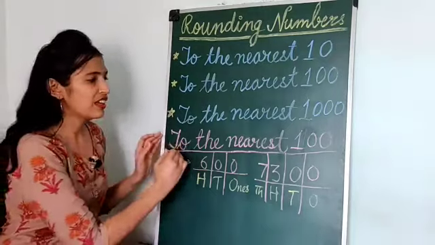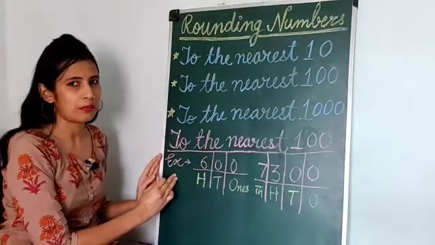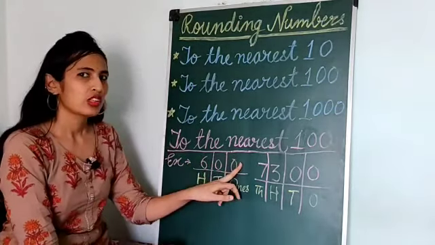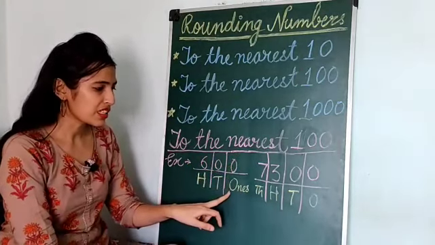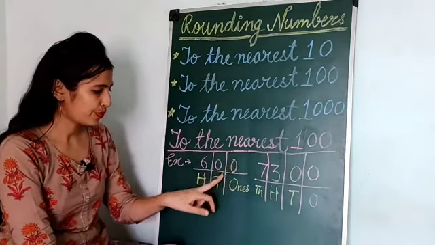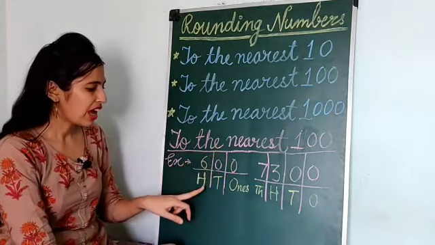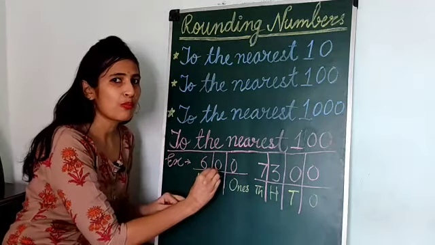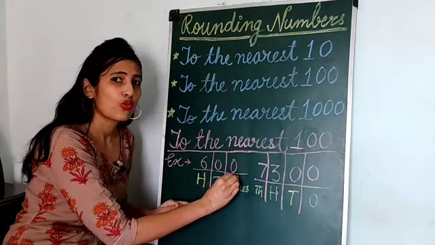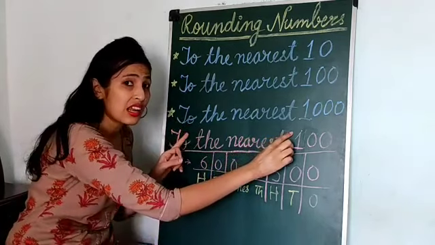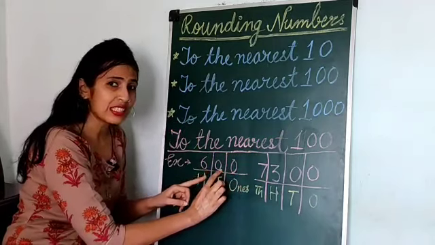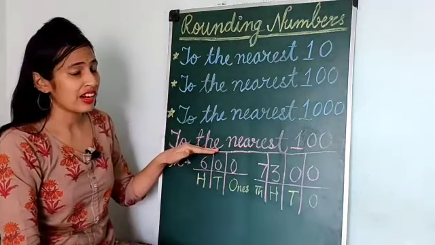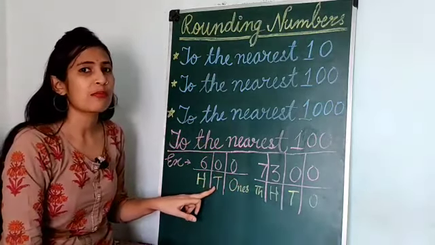Let's do rounding off to the nearest 100. Here are some examples. Let's see. Here is the 3-digit number 600. The ones place digit is 0, the tens place digit is also 0, and the hundreds place digit is 6. You can see the ones and tens places both have 0. So when a number is rounded off to the nearest 100, the ones place number and the tens place number have 0.